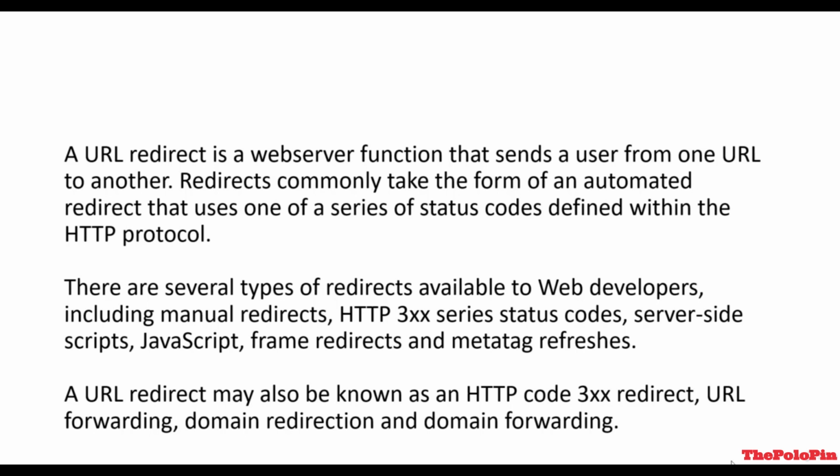There are several types of redirects available to web developers, including manual redirects and the HTTP 3xx series status codes. So this is very important. We also look at the 301, 302 and 303 status codes to see if URL redirection is possible in a particular parameter or not, because we are in the boundary of XSS. So first of all, we'll see whether that parameter is vulnerable or not.